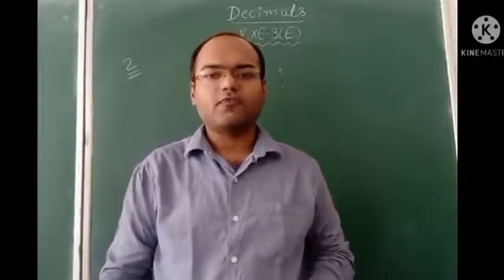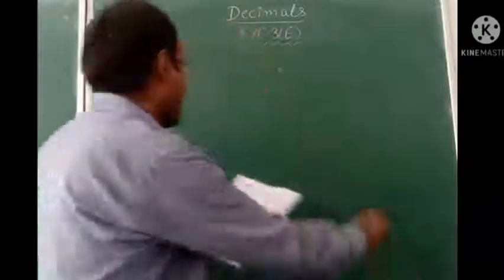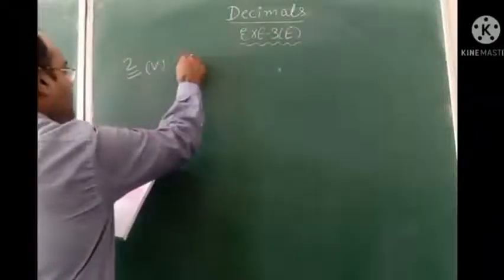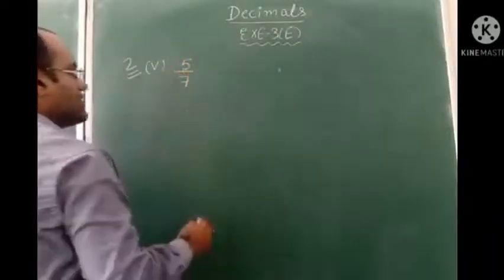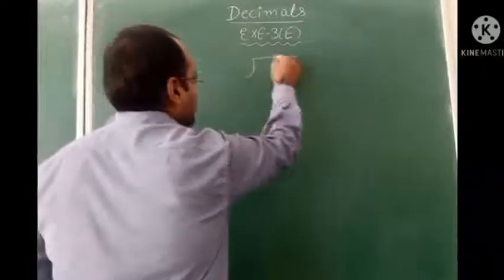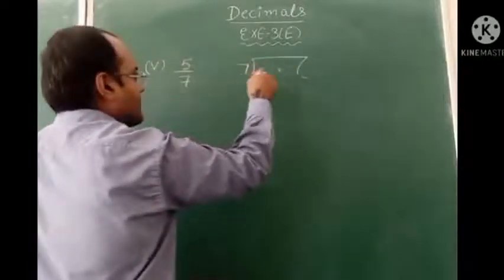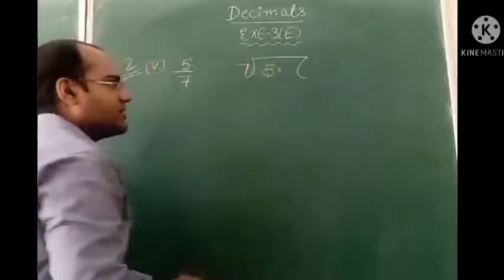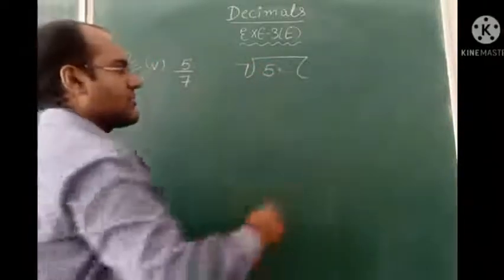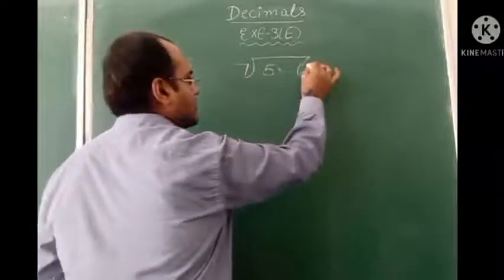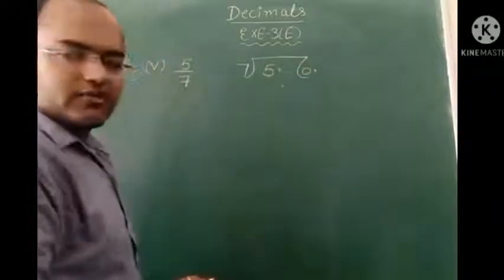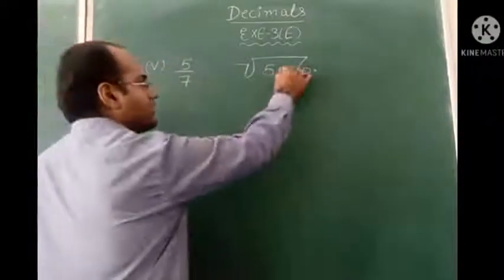Now all of you see fifth part. Fifth part, 5 divided by 7. So here we will show the division. 7 we have to take outside, 5 we have to take inside. 5 is not divisible by 7, so what we will do here in the answer we will take decimal and we will add here 0.